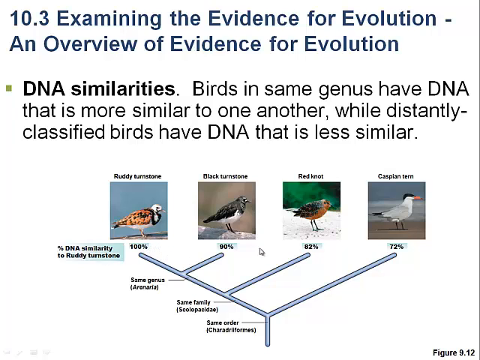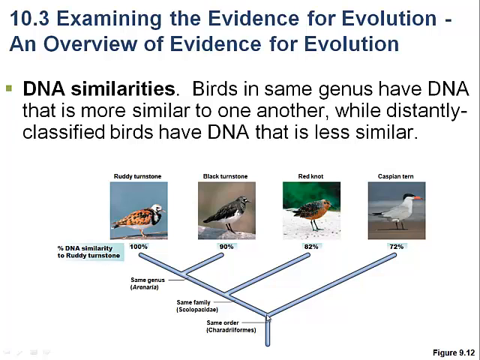This bird's 90% like this one, 90% similar. This one's 90% similar to this one. The red knot is 90% similar to the ruddy turnstone, and the Caspian tern is 72% similar to the ruddy turnstone. And that's consistent then with what we see in this phylogenetic tree.